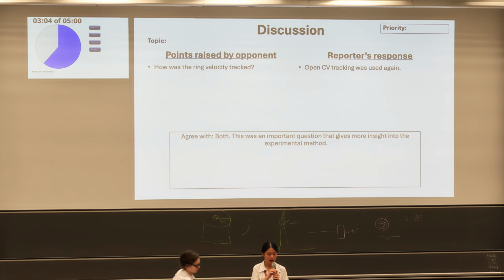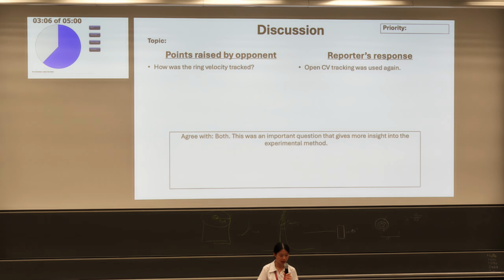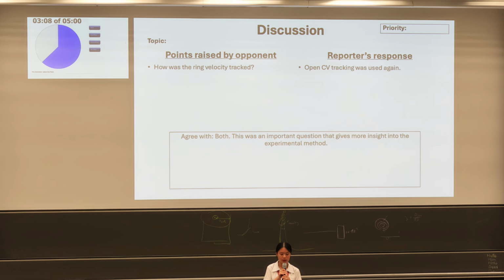The third point is how is the ring velocity tracked, and the reporter's response was that OpenCV tracking was used. In this case, we agree with both. This is an important question that gives more insight into the experimental method, because it's a part of the experimental setup, and it's important for us to understand what the reporter actually did.